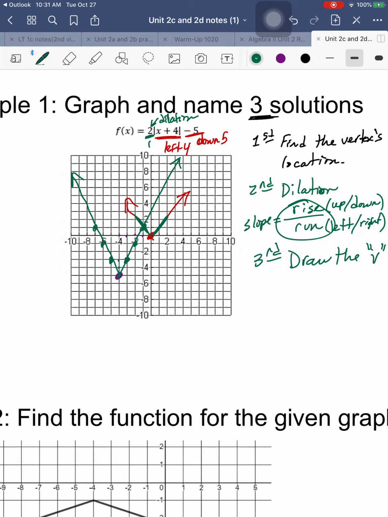All right, next we need to name 3 solutions. Let's pick out any coordinates, really anywhere along the absolute value line, anywhere along the V. You can stop anywhere. It doesn't have to be integer coordinates, but you can stop anywhere and that would be a solution. I'm going to actually pick out the integer coordinates here. So let's see, we got -2, -1. That's one of them. Let's go with the vertex because that was easy: -4, -5.